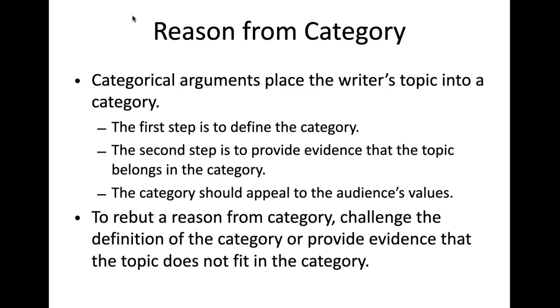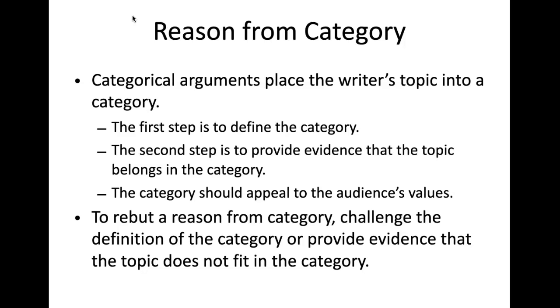So, for instance, let's say you're arguing about school funding. You say the way schools are funded needs to be changed because schools are unequal. Well, you would have to assume that your audience thinks that schools being unequal is a problem, that that's a value they have. They feel that schools should be equal instead of unequal. Now that you've got that category of unequal, what does it mean to be unequal? And then you would provide evidence that the schools are unequal.